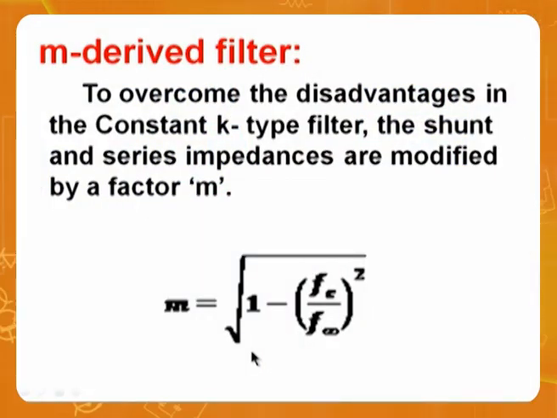So what is he going to do in that? He is going to produce one factor called M here. With that, he is going to bring out another filter. That's why I told you constant k filter is called prototype. We'll take the prototype filter. From that model filter, we develop M-derived sections. In fact, we can also develop band pass and band elimination.